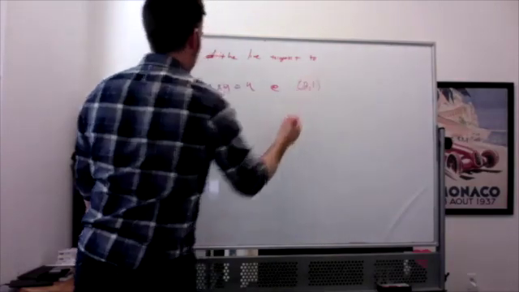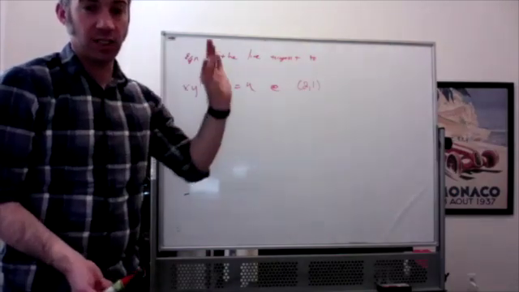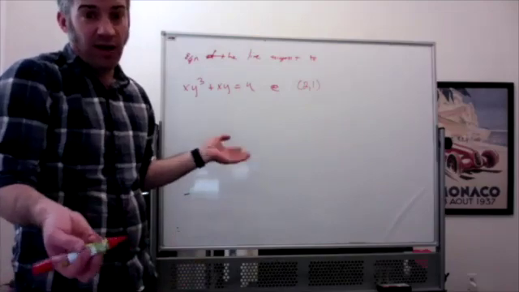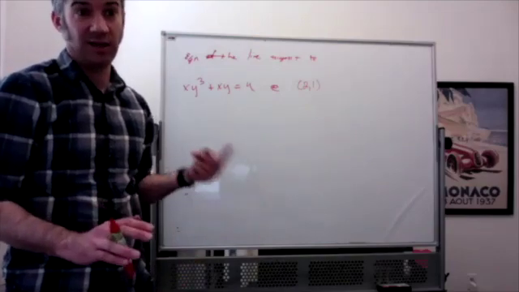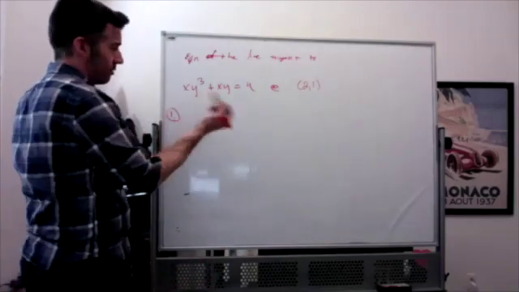Okay, and again, I'm going to point out here, since they're specifically asking us to find an equation of a tangent line, they don't need you to find y prime in terms of x and y. They just need you to find the slope of the tangent line at this one point. So we're going to take the derivative of both sides. Again, a lot of product rules.